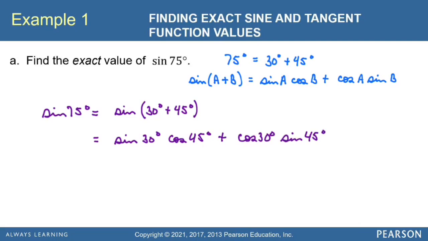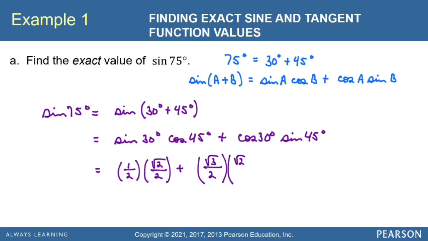Now we plug in our known values. So the sine of 30 degrees we know is 1/2. Cosine of 45 degrees is square root of 2 over 2, plus the cosine of 30 degrees, which is square root of 3 over 2, times the sine of 45 degrees, which is square root of 2 over 2.